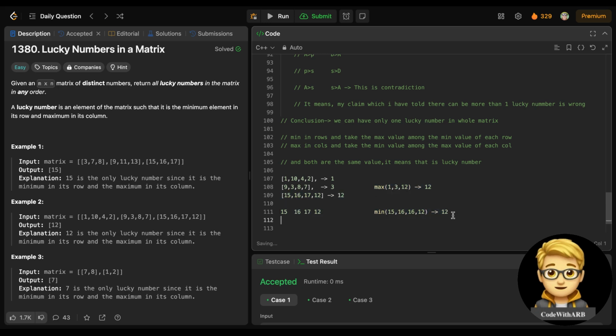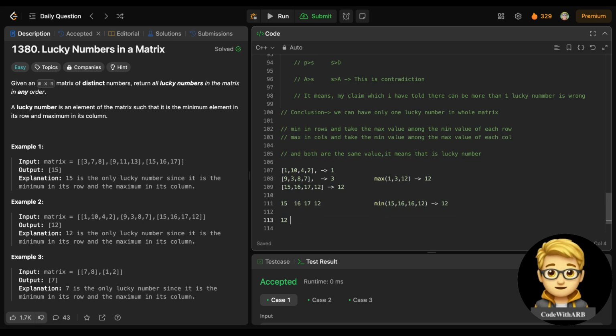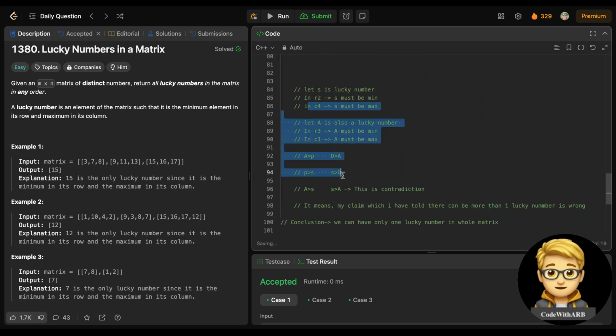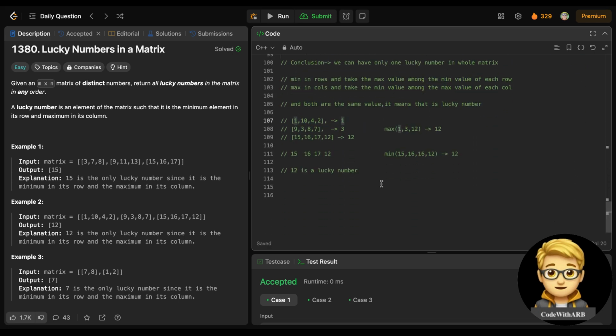It means 12 is a lucky number. So how do we deduce the lucky number, that there will be only one? First we find the minimum element of each row and take the max of them. To verify, we do the opposite: we take the max in all columns and extract the minimum of them. If both are equal, I'm sure that this number is the lucky number.